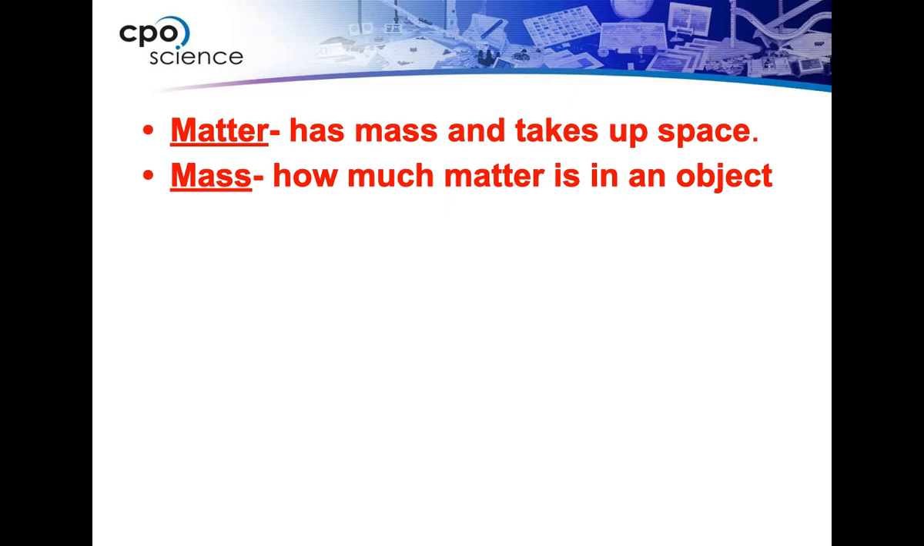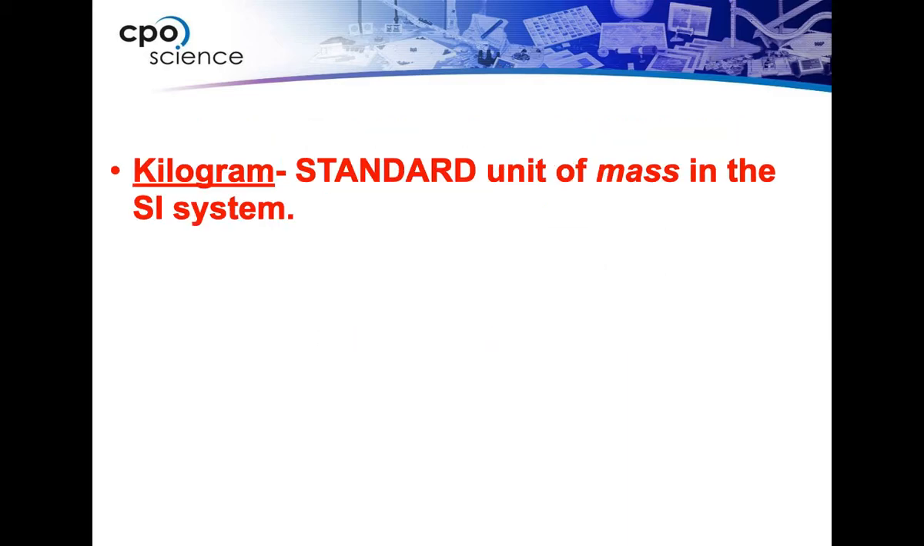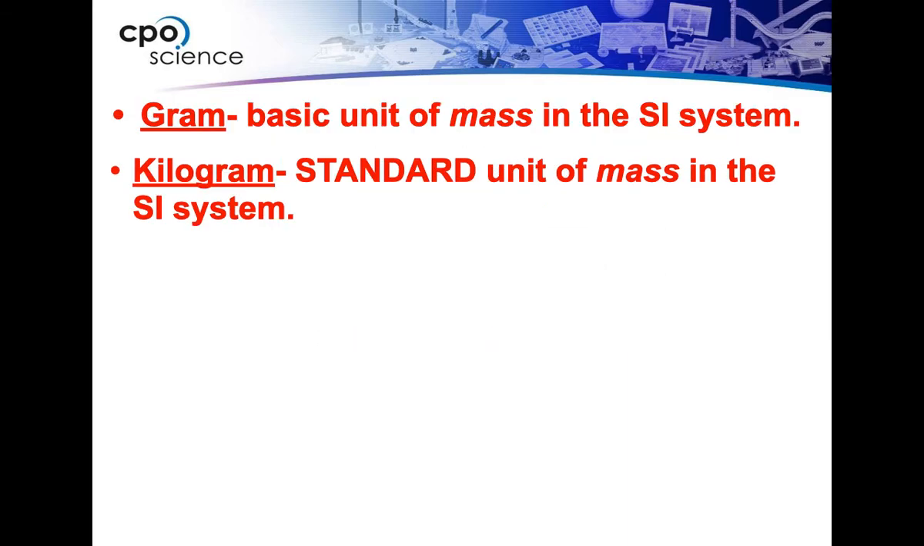So we can measure length, which, remember, is how long something is. We can measure volume, which we just said was how much space something occupies or contains. And then finally we have mass, so how much matter is in an object. So I can actually figure out how much matter is inside of a paperclip. The measurements that we use in the metric system to measure mass are grams and kilograms.